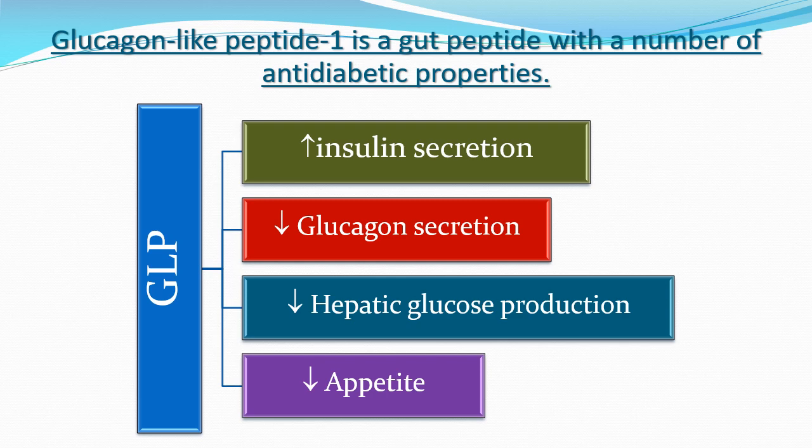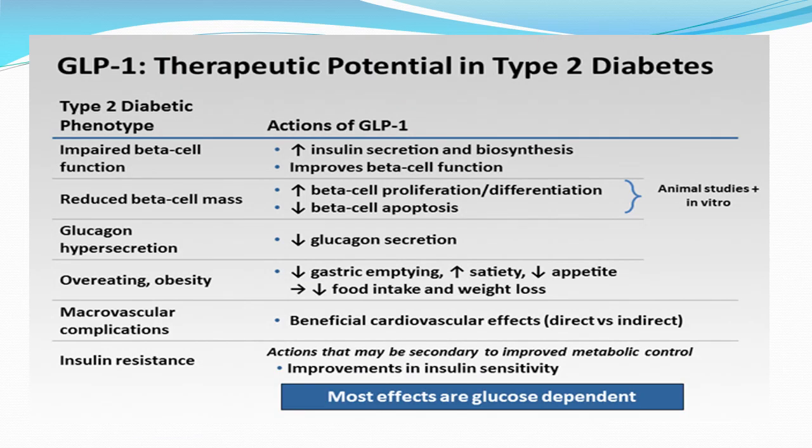All these effects make it actually quite tempting to use such a modality in the treatment of diabetes. So the question is, how can glucagon-like peptide 1 be used in order to control the blood sugar in type 2 diabetes? Here we have a look again at this table. You have here the basic defects in type 2 diabetes and the corresponding action of glucagon-like peptides.